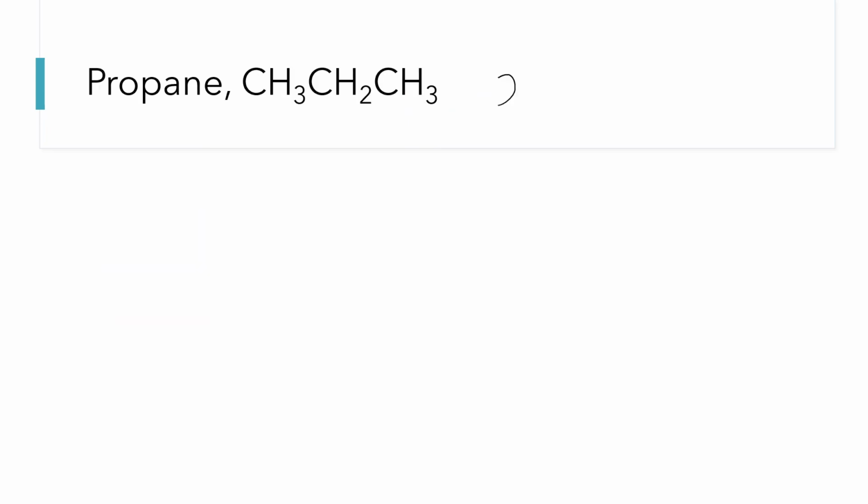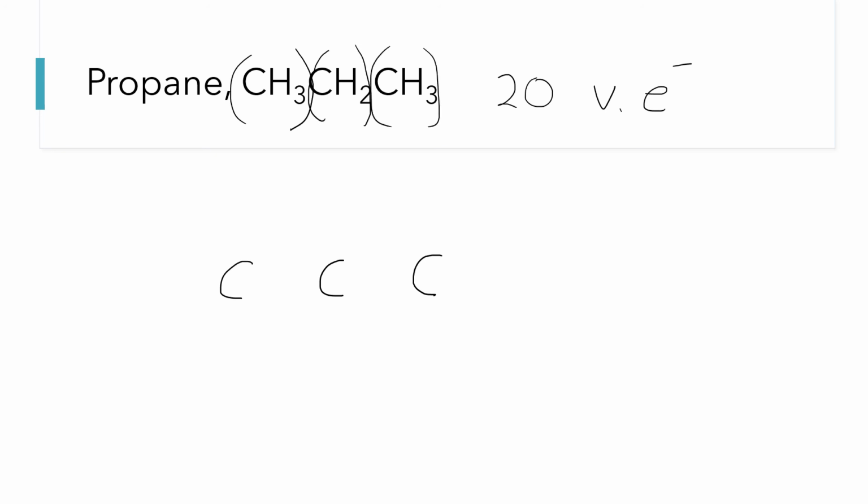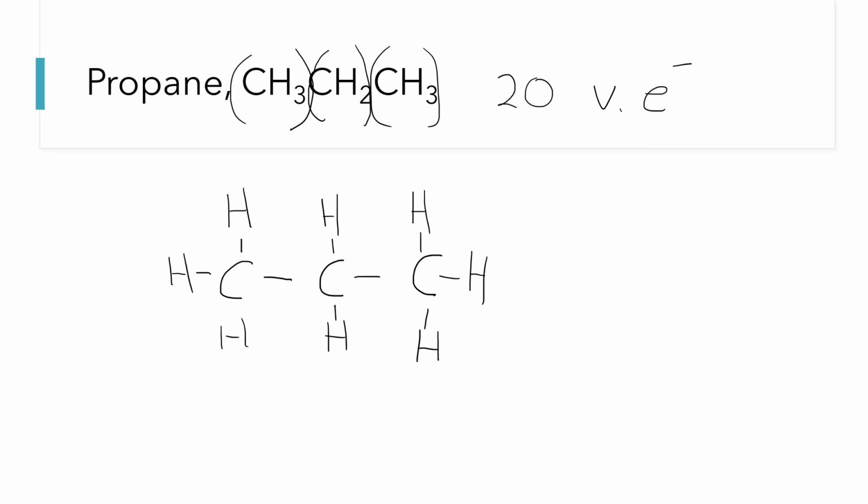Propane is going to have 20 valence electrons to work with. You can pause this video and add those up if you would like. This being an organic molecule, it has a backbone of 3 carbons, and then each carbon has something attached to it, which is indicated by how this formula is broken up. If we bond the carbons together, that uses 4 electrons. That first carbon has 3 hydrogens attached to it, the second one has 2, and the third one has another 3. And if we bond the hydrogens to the carbons, that is going to use the remainder of these 20 electrons.